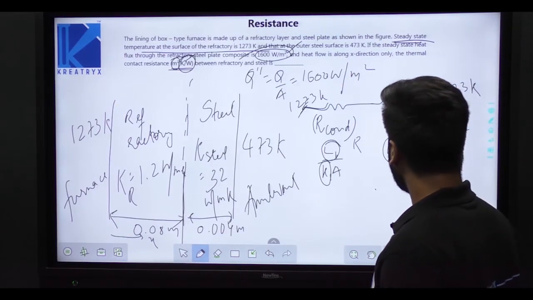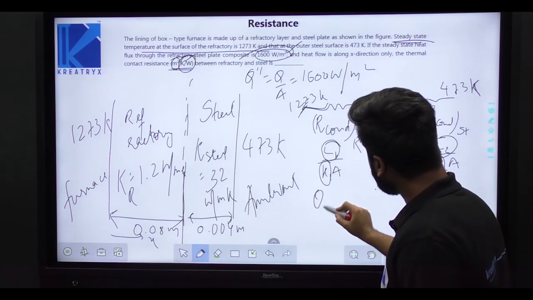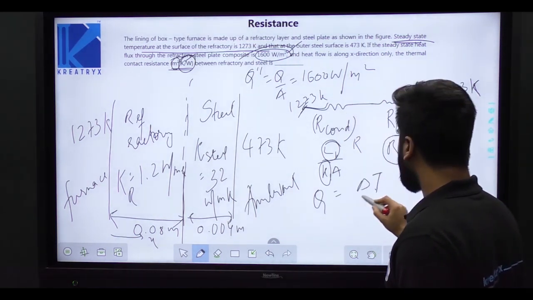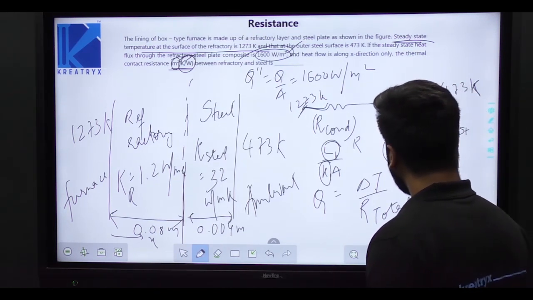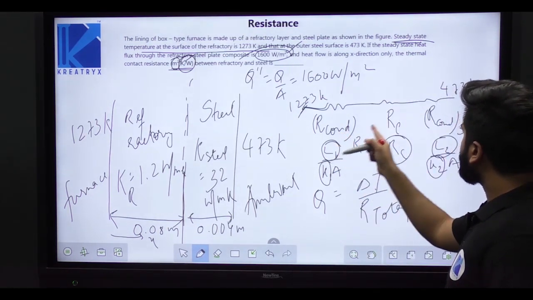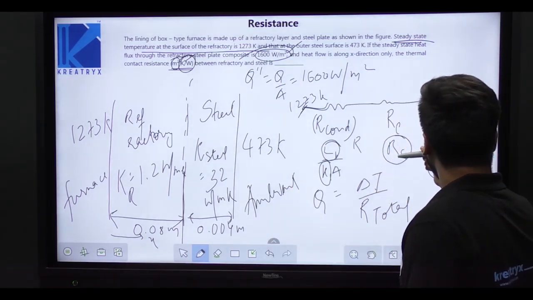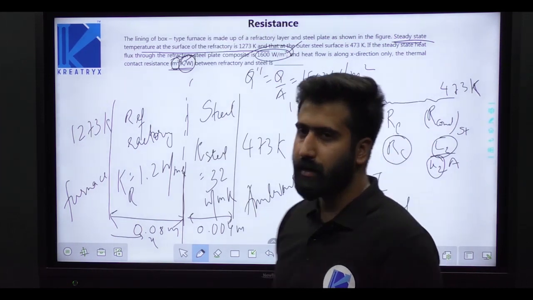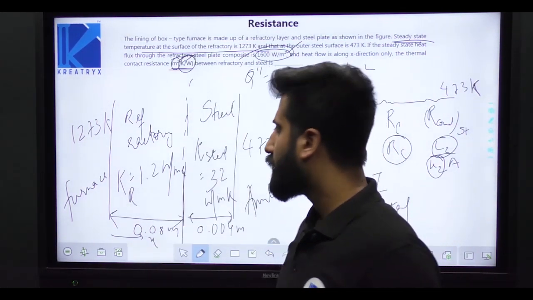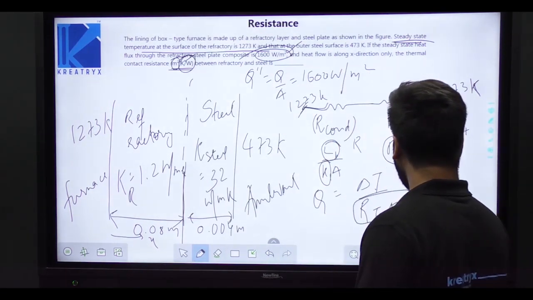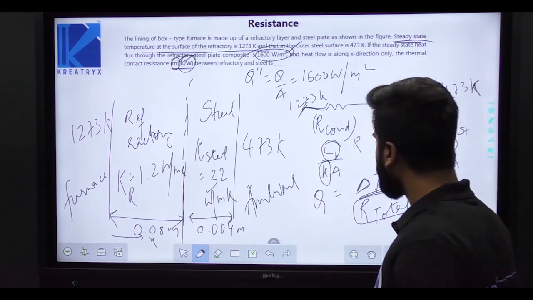So yeah, this is 473 Kelvin. Okay. So Q is equal to delta T by R total. Basic equation. R total will be R conduction by refractory plus R conduction by steel plus the contact resistance, because they all are in series, so they will directly get added up. So this will be R total, and delta T is 1273 minus 473 Kelvin.